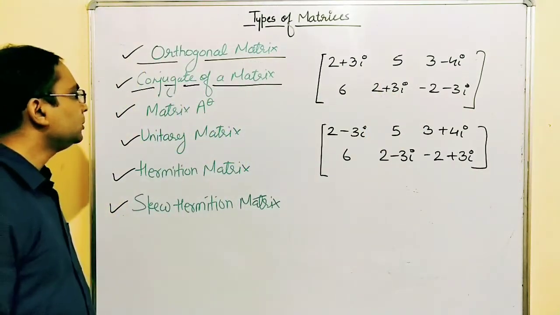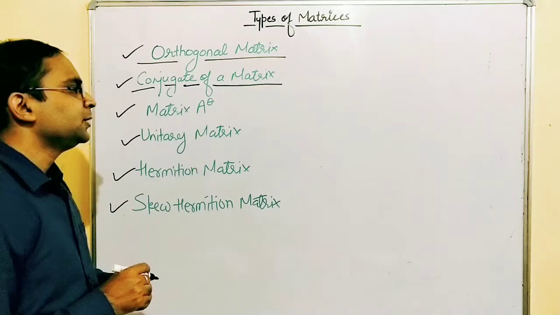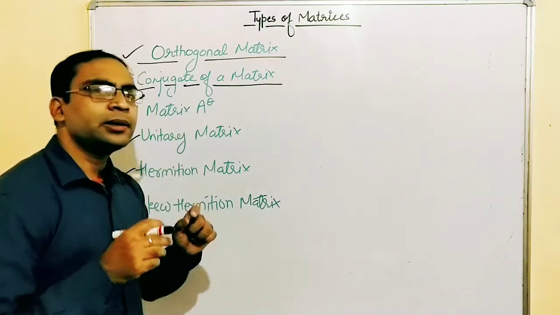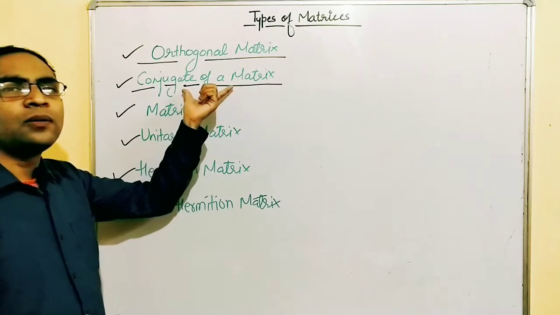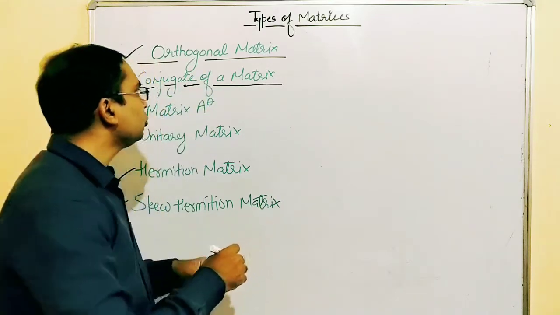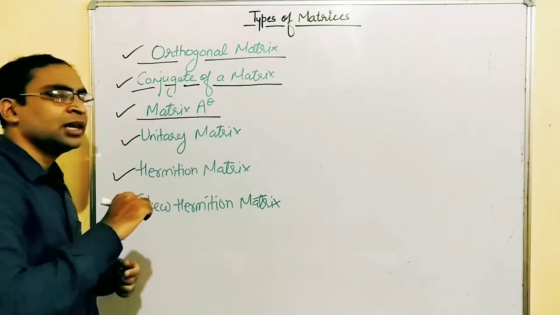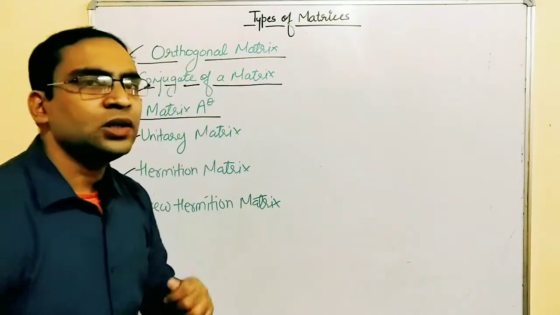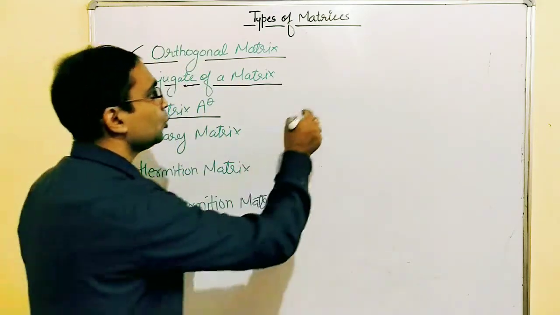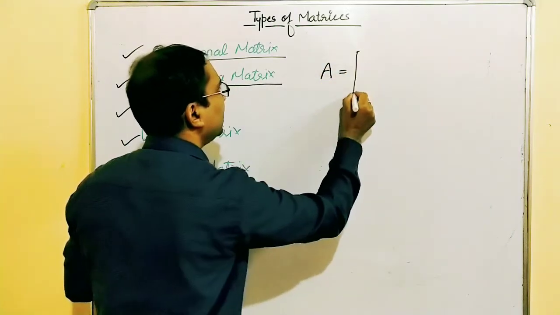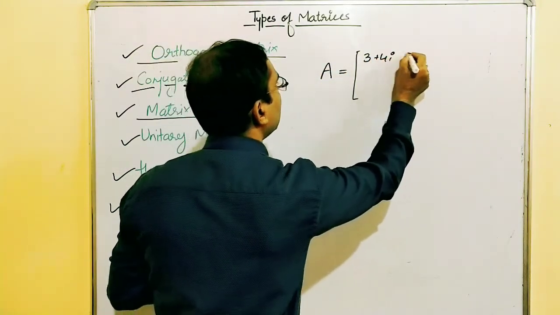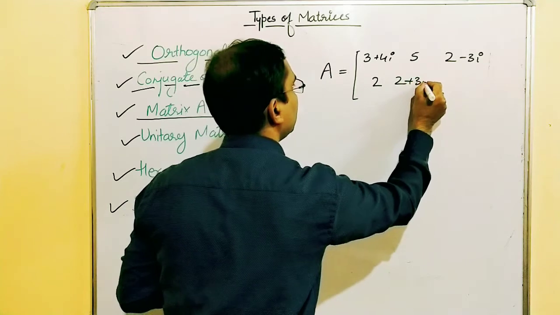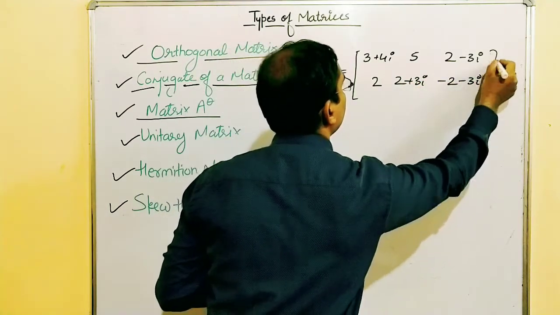Now let's talk about matrix A theta. What is matrix A theta? This is the transpose of the conjugate of a matrix. So we need to memorize this definition: once we get the conjugate and then transpose the matrix, that will be the matrix A theta. Let's see with an example. Let's say we have A: 3 plus 4i, 5, 2 minus 3i, 2 plus 3i, minus 2 minus 3i, if this is a matrix A.